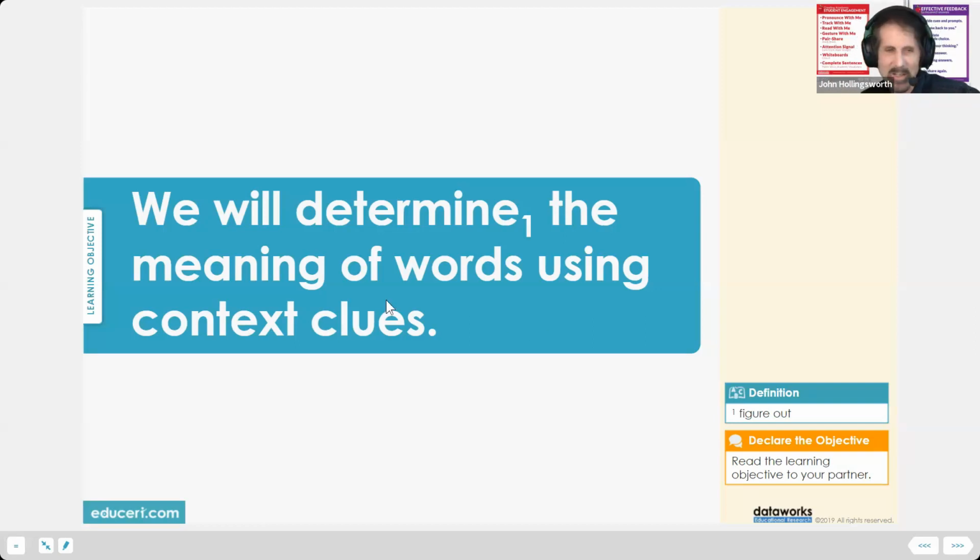Shauna, you can do it. Shauna, can you read this back for the class? Starting right here. We will determine the meaning of words using context clues.